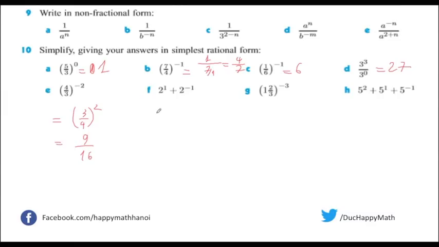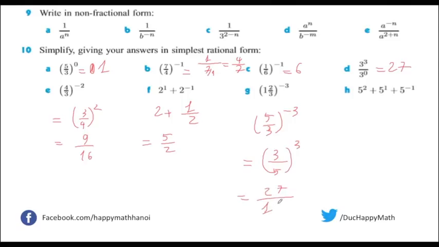How about F? You got F, it means 2 plus 1 over 2, so 5 over 2. And G, you have (5 over 3)^-3, so I change from the negative exponent to the positive exponent. 3 over 5 and cubed outside, this means 27 over 125. And the last one is S, 5 squared plus 5^1 plus 1 over 5. It means 25 plus 5 plus 1 over 5.